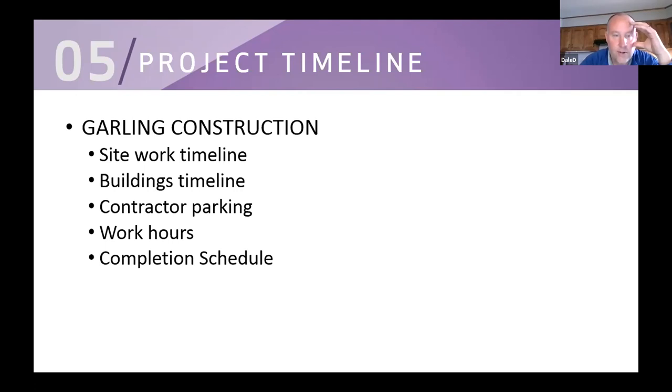Completion schedule, I guess I already kind of went over that. That is October 7th, and that's roughly a month prior to what the original timeline was. That's about all I have.